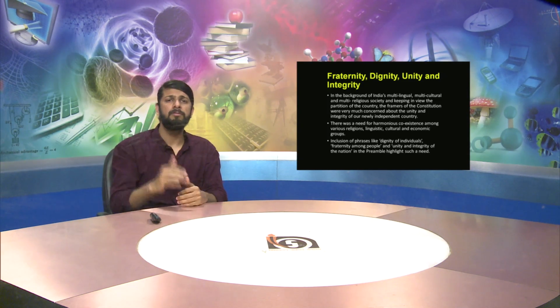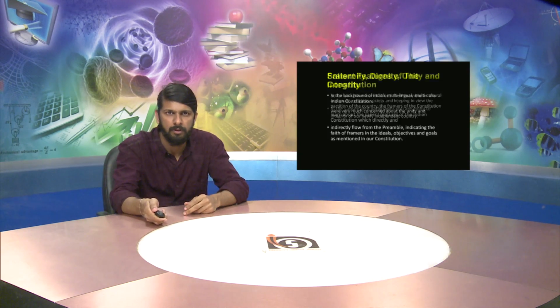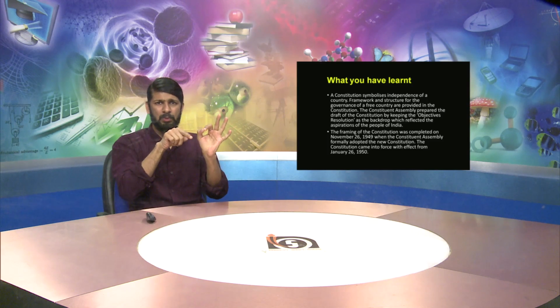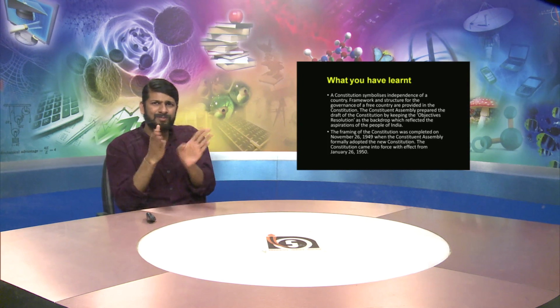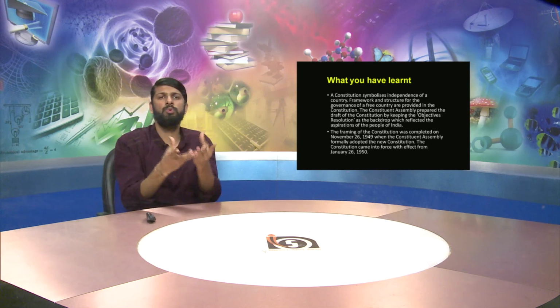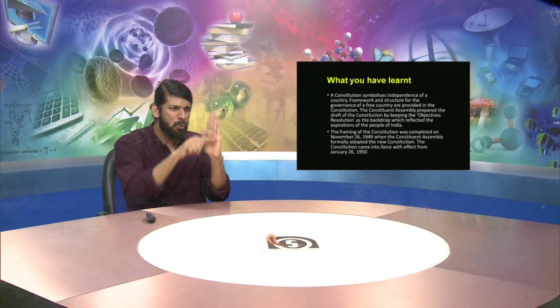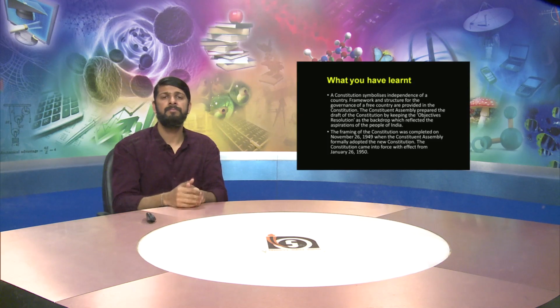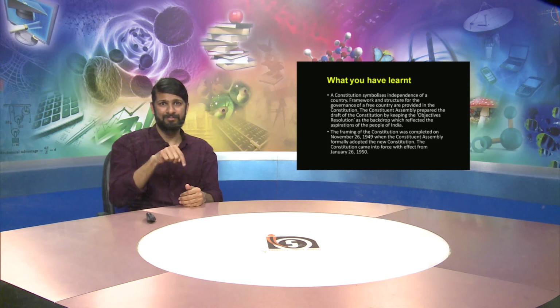Let us now summarize all the points which we have discussed till now. A constitution symbolizes the importance of a country, as we had discussed about the Constituent Assembly. The Constituent Assembly prepared a draft of the Constitution by keeping the objectives resolutions as the backdrop.